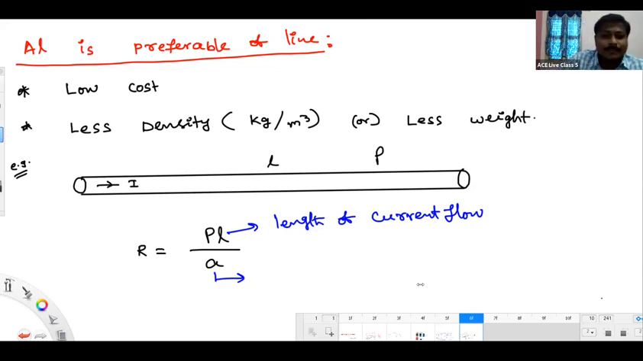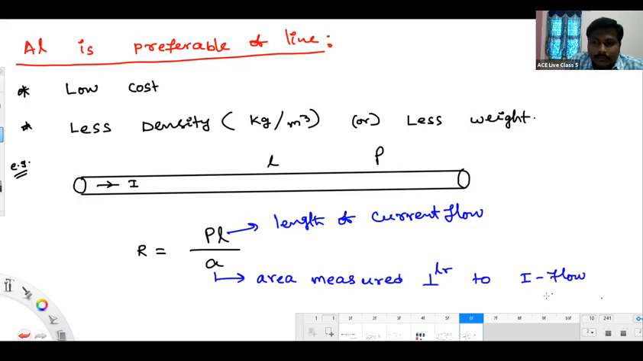Please kindly tell me. Yeah. So this A is the area measured perpendicular to the current flow direction.